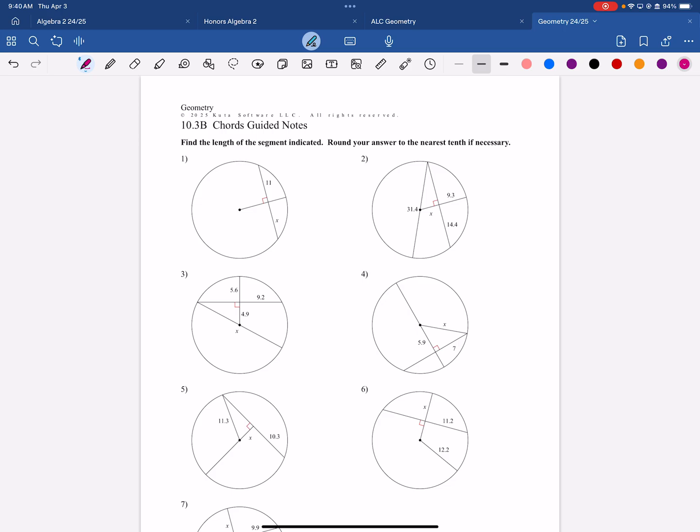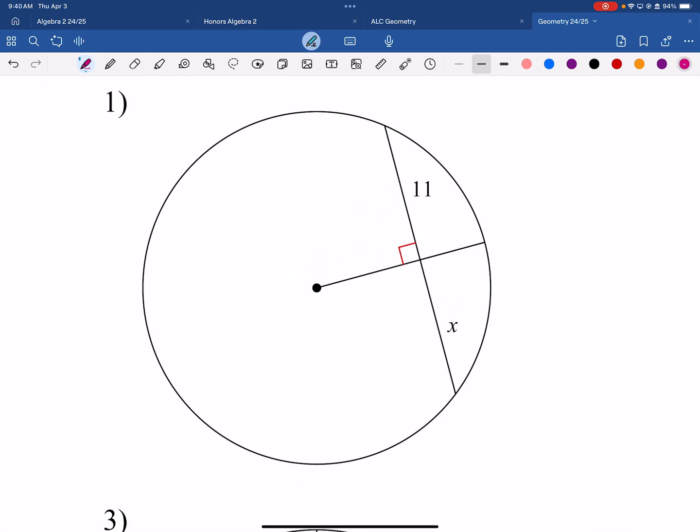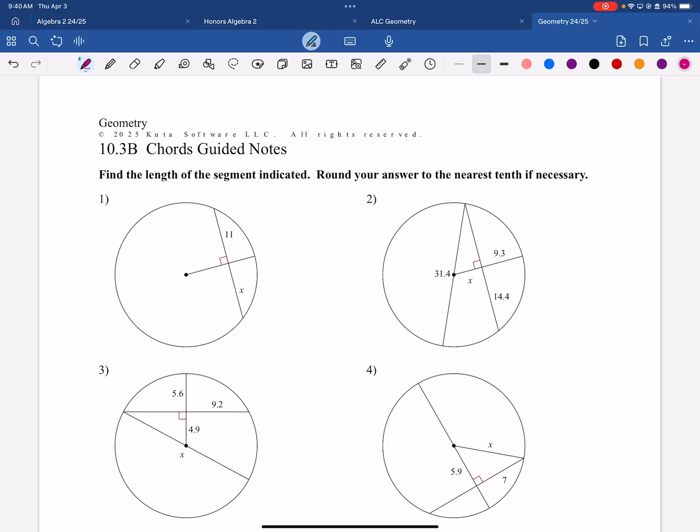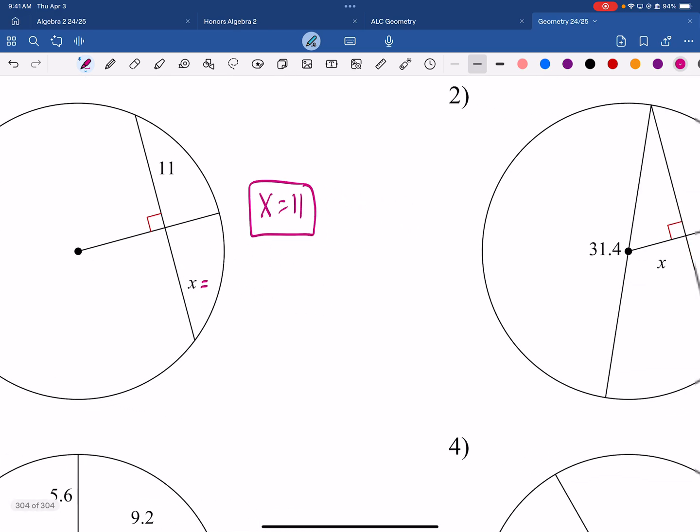All right, so let's look at the first one. Some of these are pretty quick. The directions say find the length of the segment, round your answer to the nearest tenth if necessary. So if we look at this first one, we've got a perpendicular line to a chord that's a radius. So what's x equal to? 11. This one's pretty straightforward. X is just going to equal 11. Okay? They have to be congruent to each other.